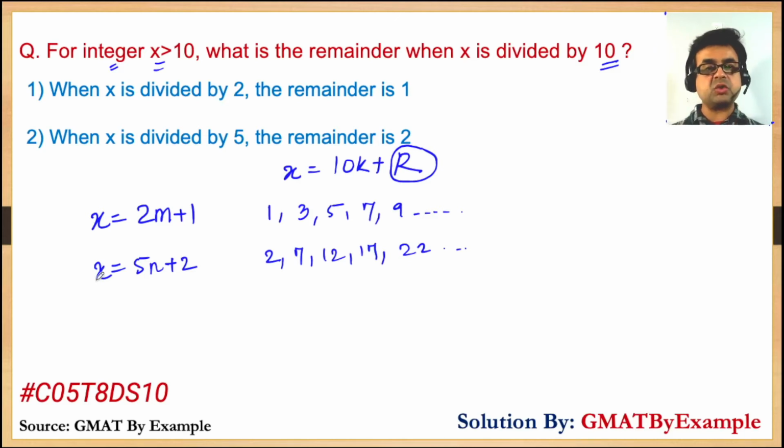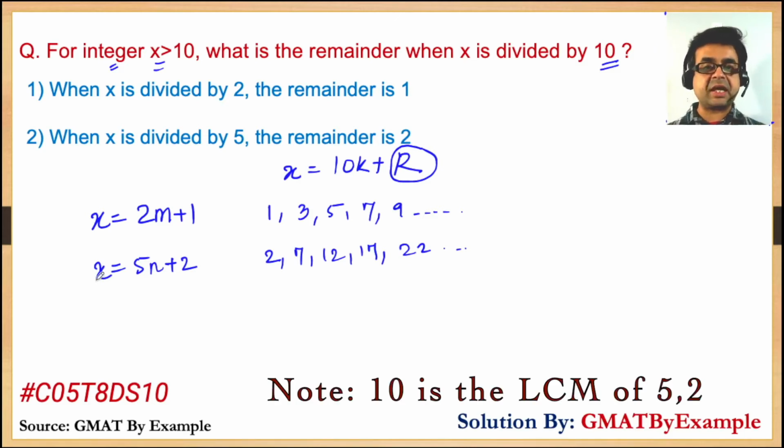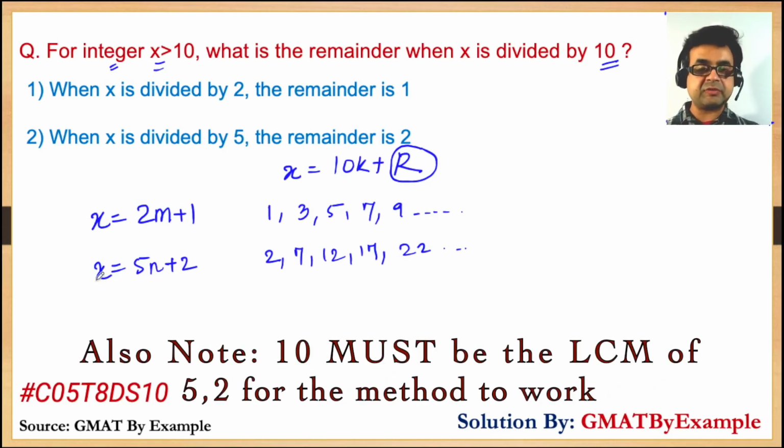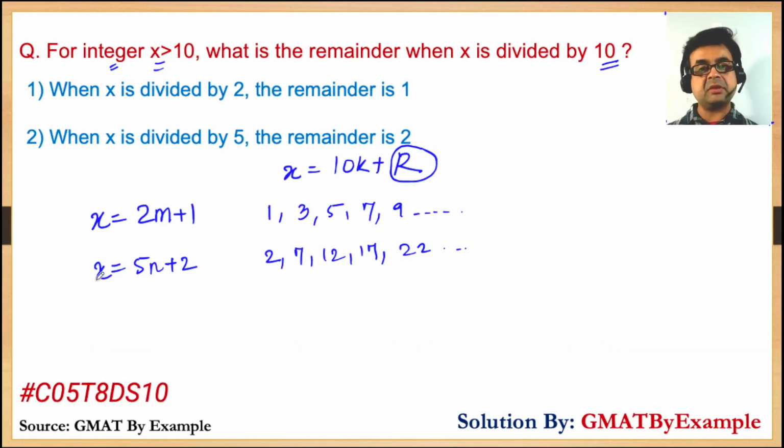One thing that you should note is that 10 is the LCM of 5 and 2. If 10 were not the LCM of 5 or 2, this method will not apply. It is applicable only when the divisor in question, which is 10 here, is the LCM of the divisors that are given as part of the information. So for example, if I were given divisors as 3 and 7, then I would be asked x is divided by 21 because it has to be the LCM.